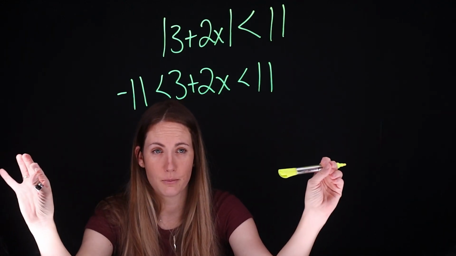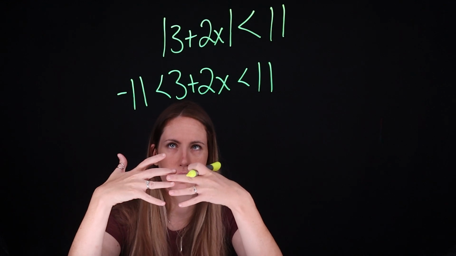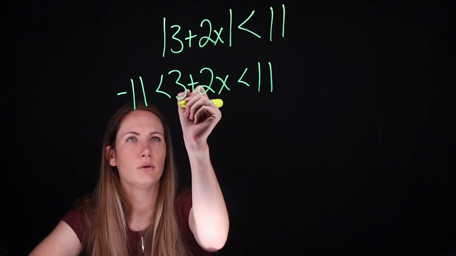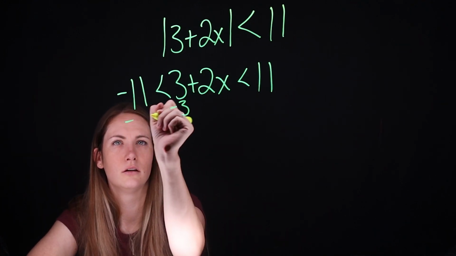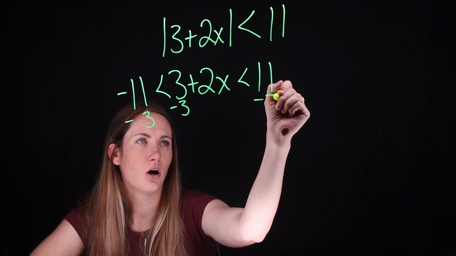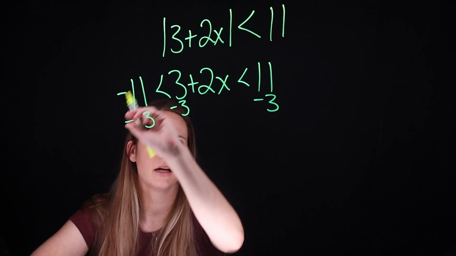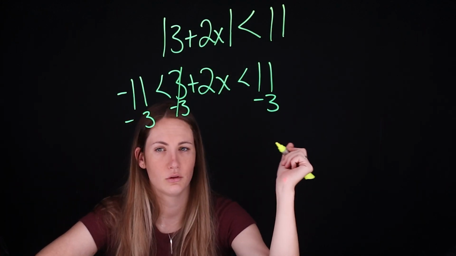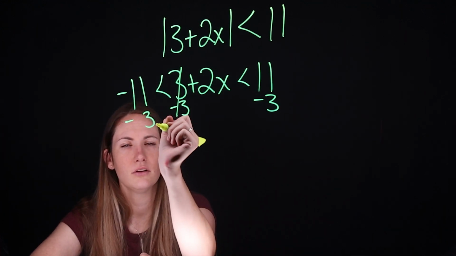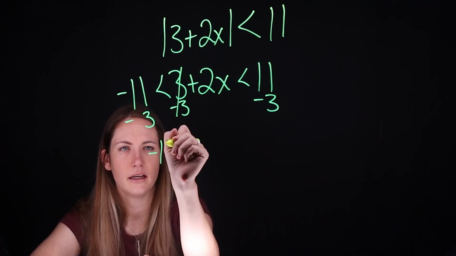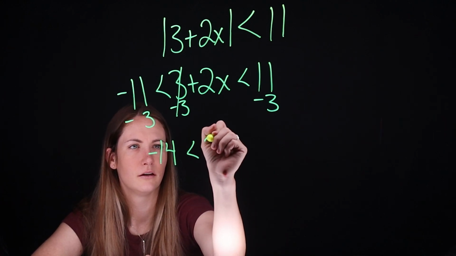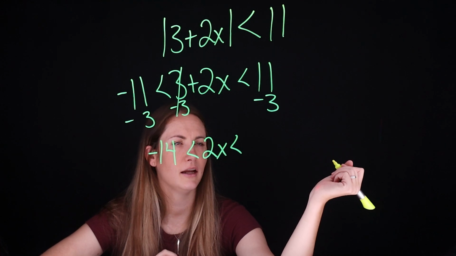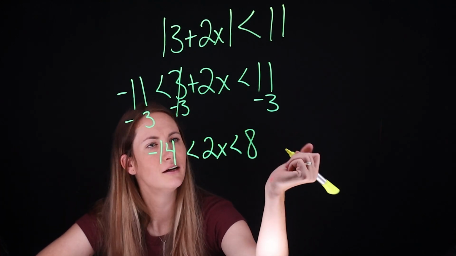You can work them separate, just be sure that you know that they're going to close together when you do your interval notation. So here we would subtract 3 on all sides. So on our negative side, our positive side, and then I write it here so I remember. 3 subtract 3 is 0. Negative 11 subtract 3 would be a negative 14. 11 subtract 3, 8, 9, 10, 11 would be 8.